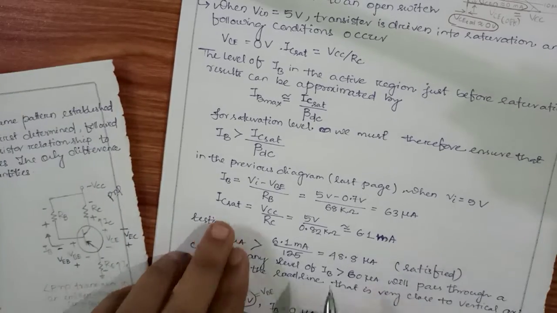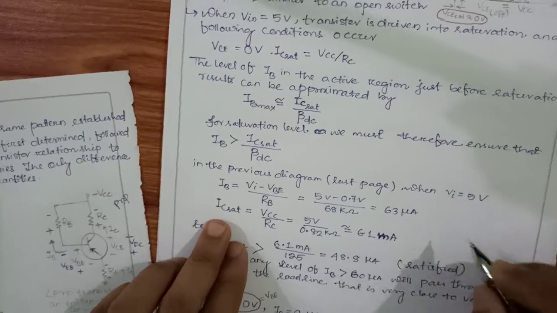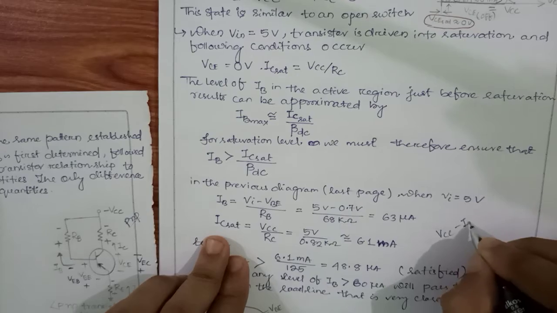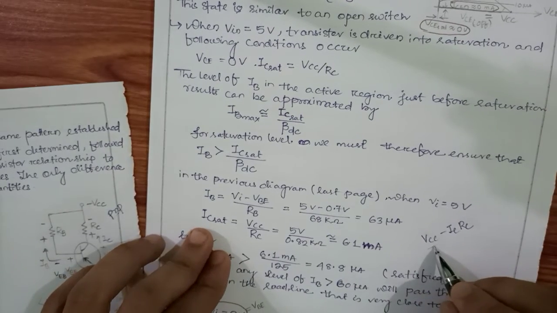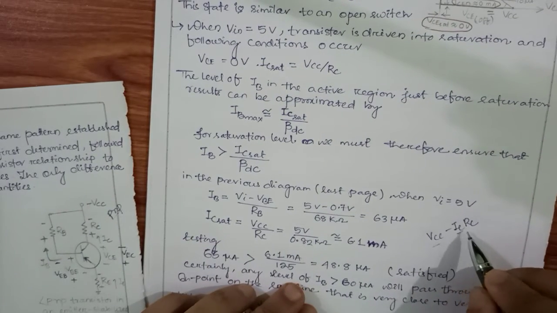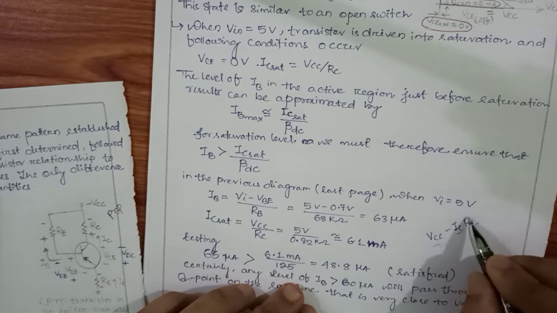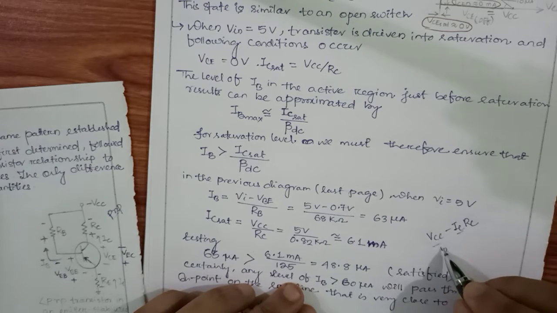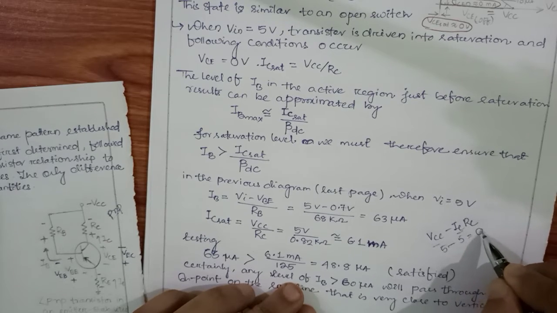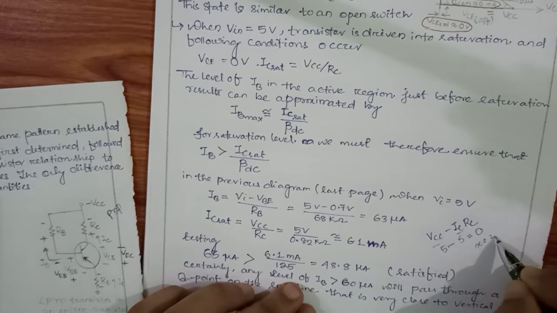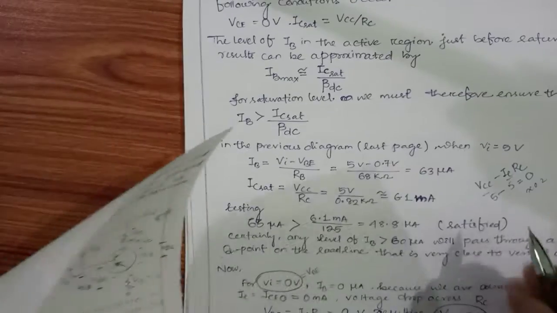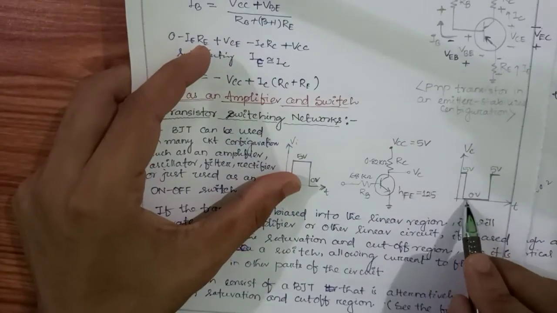Why is the output 0? As this collector current is maximum, what will happen? VCC minus ICRC. This is VCC. As the collector current is maximum, this ICRC will also increase. So VCC, a high value 5, minus this value, which is also nearly equal to 5. So 5 minus 5 is approximately 0, or the value might be something like 0.2 or 0.3. So this 0.2, 0.3 is written as 0 voltage.